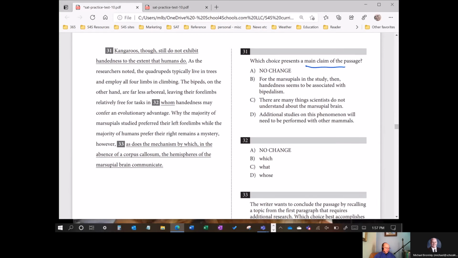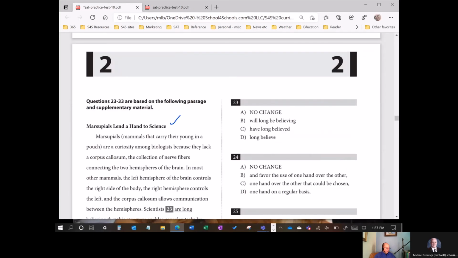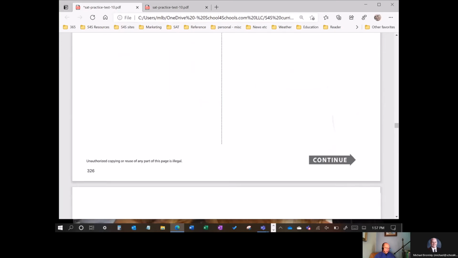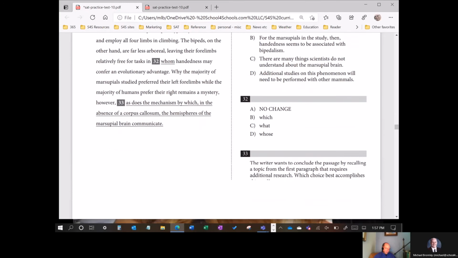Main claim of the passage. Let's see if the title helps us. Marsupials lend a hand, so that's toying around with the title like they like to do. So in other words, studying marsupial handedness helps science in general. So I guess the main point of this whole thing is we're talking about how scientists benefit from studying this stuff. We have down here the last one.